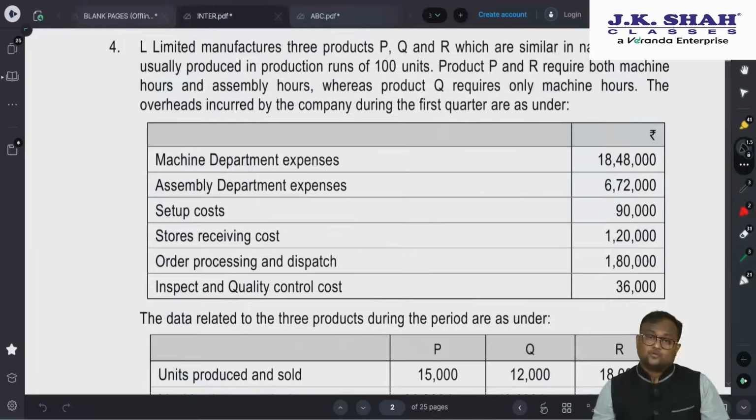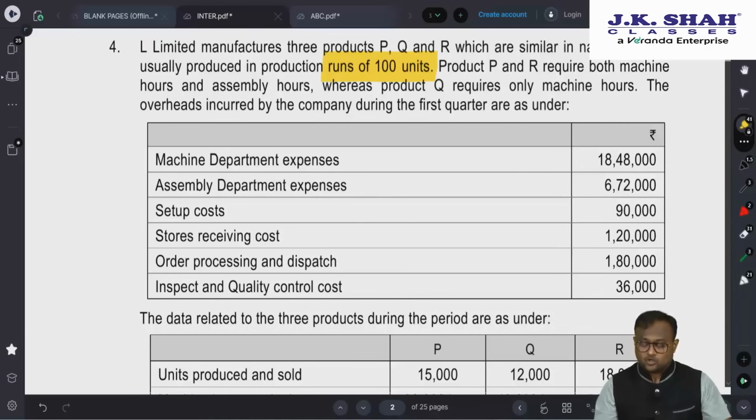solution. Next question is question number 4, which is an extension of absorption costing, which is known as activity based costing. L Limited manufactures 3 products, P, Q and R, which are similar in nature and are usually produced in a production run of 100 units. So your batch size is 100 units. Products P and R require both machine hours as well as assembly hours, whereas product Q requires only machine hours.